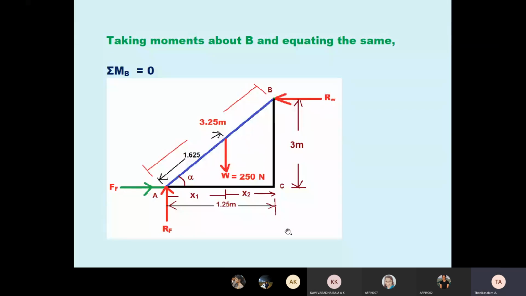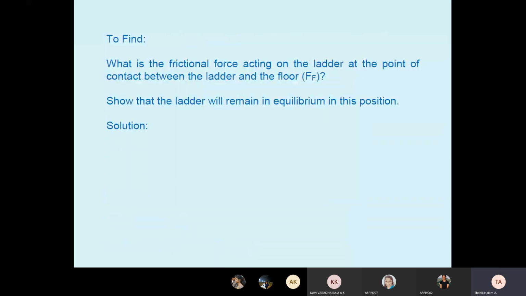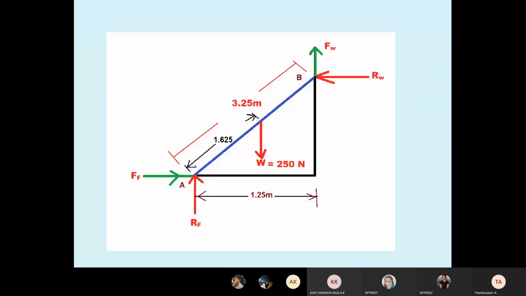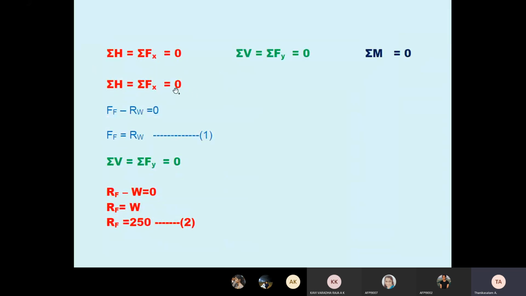See the question, what they asked first. Based on the aim, we have to solve it. What did they ask? They asked FF at the floor. So we used the first two equations. From summation H equals 0 we got FF equals RW, but we do not know FF, and we do not know RW either. Then we used the second equation and got only RF equals 250. So our aim is FF, students, our aim is FF. We did not get FF from the first equation, so use the third equation, summation M equals 0.